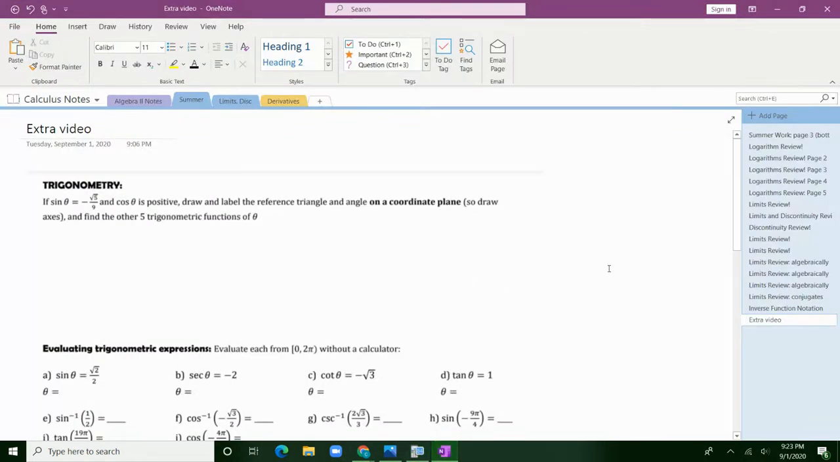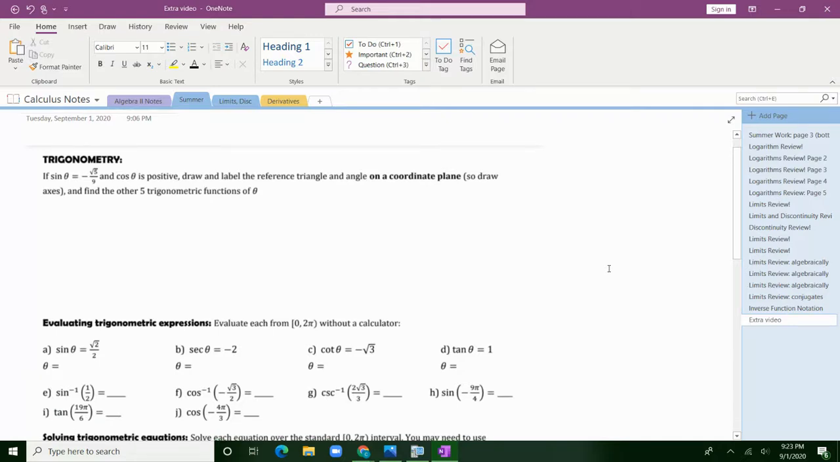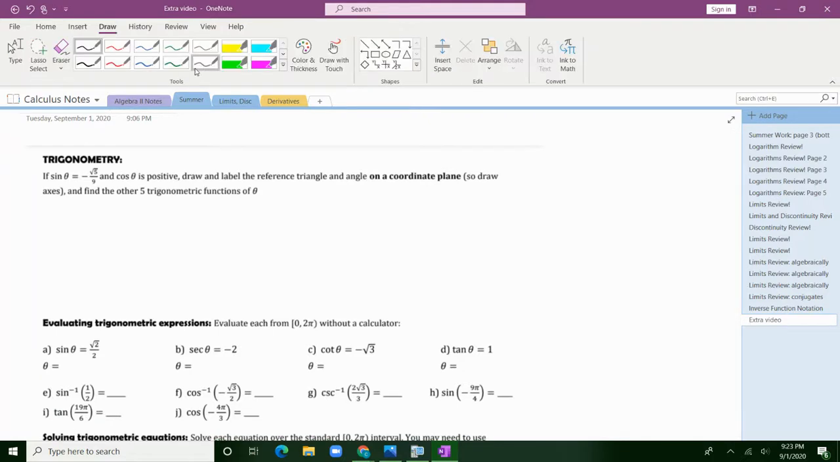Now, I'm going to do a couple examples of this problem. I'm not going to do the same exact problem because I want to make sure you can do it on your own, but I am going to do some really similar to it so that we can review reference triangles, how you label them, and how you get the other trig functions. Now, what you have to remember is a reference triangle is just a triangle that's in the correct quadrant.